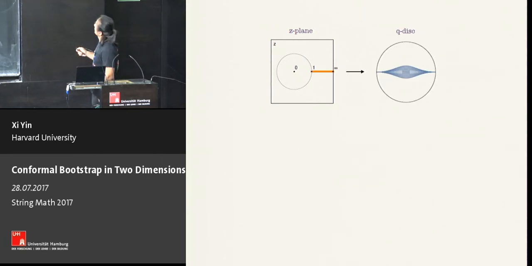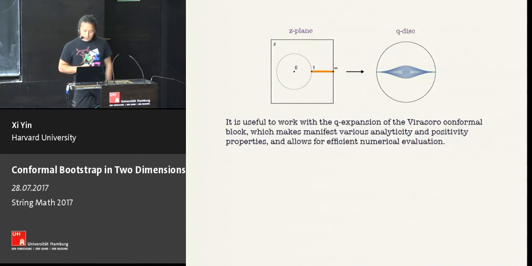It turns out this entire complex plane, the z-plane, is mapped to this I-shaped region on the q disk. But in fact, the conformal block, as a function of q, has unit radius of convergence, or converges on the entire q disk. So this allows you to actually continue beyond the branch cut to other sheets. There are infinitely many of them, infinitely many sheets. And it's very useful to work with the q expansion rather than the z expansion of the conformal block. This makes manifest various analyticity properties and positivity properties, and also allows for very efficient numerical evaluation, for the reason that e to the minus pi is a small number.